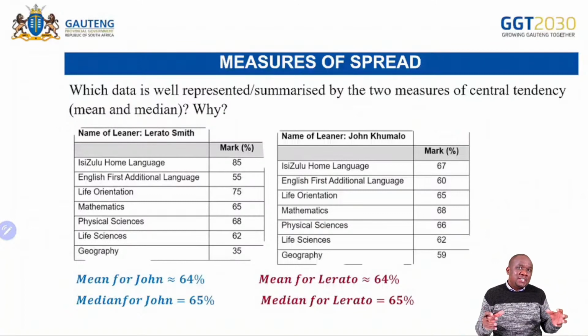So the measures of central tendency somehow have limitations. When you're interpreting data, we cannot use measures of central tendency only. We have to use also measures of spread. If we use measures of spread, we will see that these two learners performed differently. Okay? Right. Now, let's discuss.